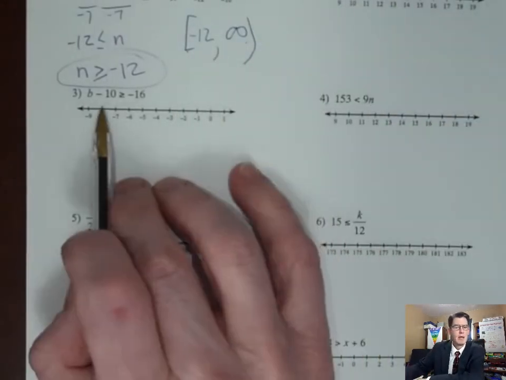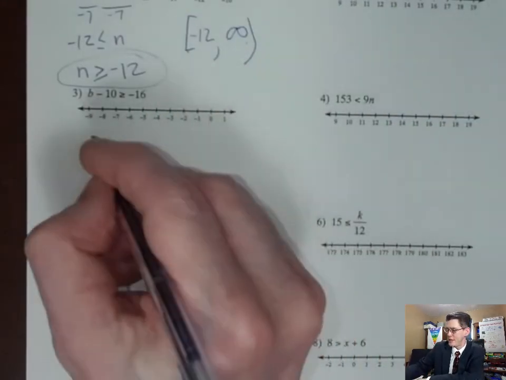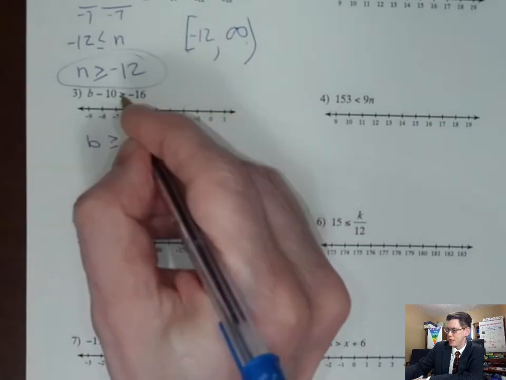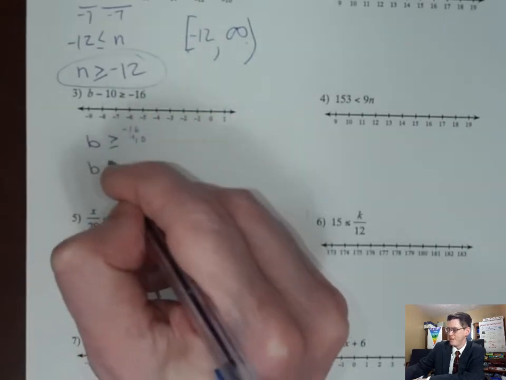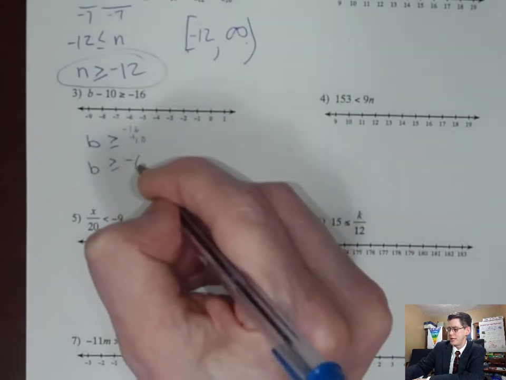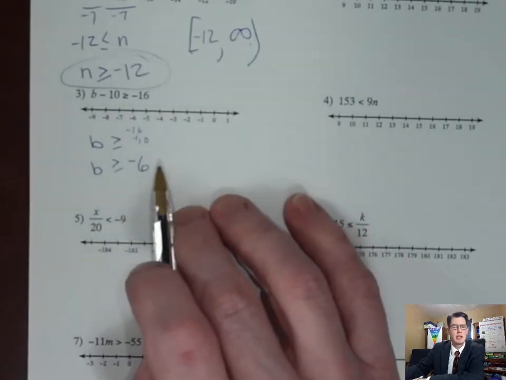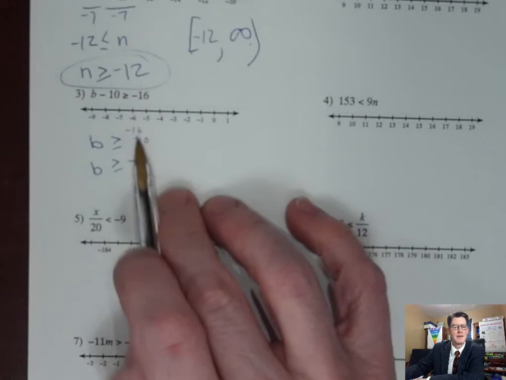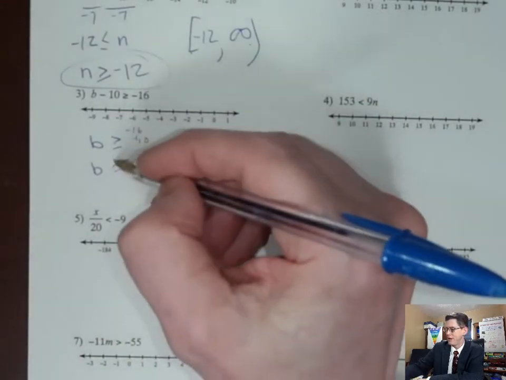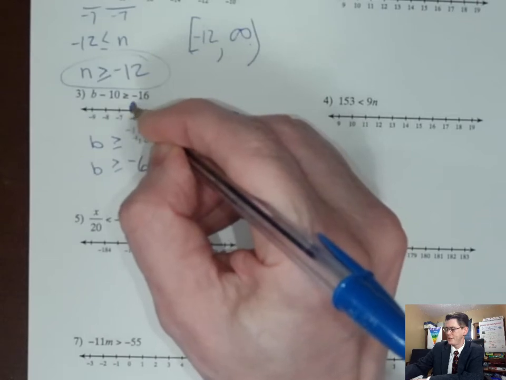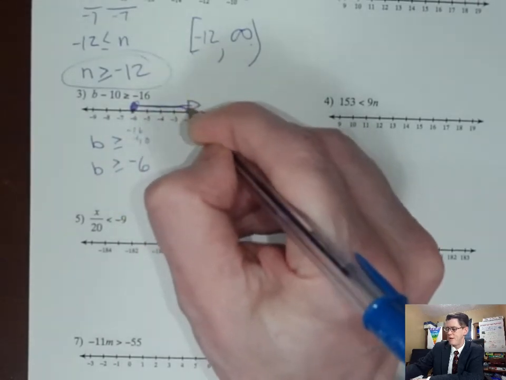On this one, I'm going to add 10 to both sides so that b ends up being greater than or equal to whatever negative 16 plus 10 is. B is greater than or equal to negative 6. You can use a calculator on all these. And I see that negative 6 is on this number line, so I probably did it right. And I want everything bigger than or equal to negative 6. So there's the graph, part 2 of it.